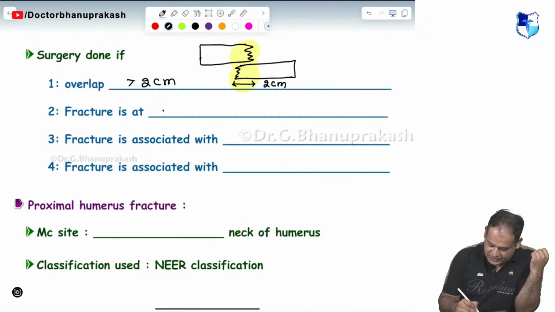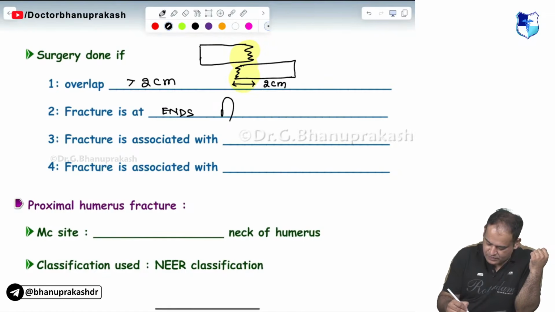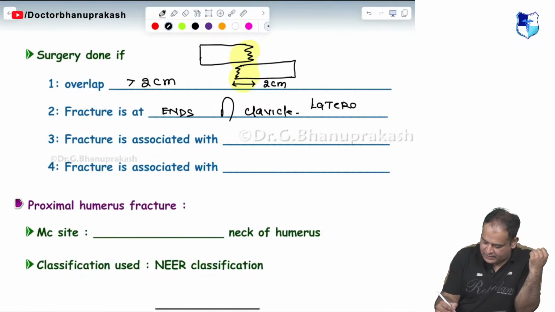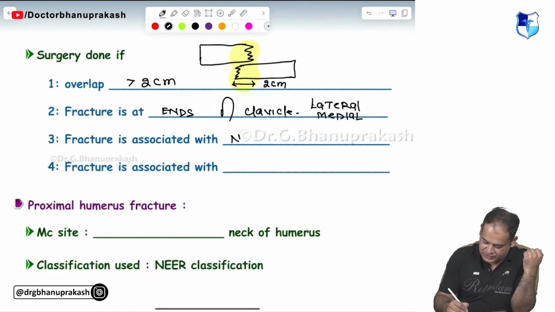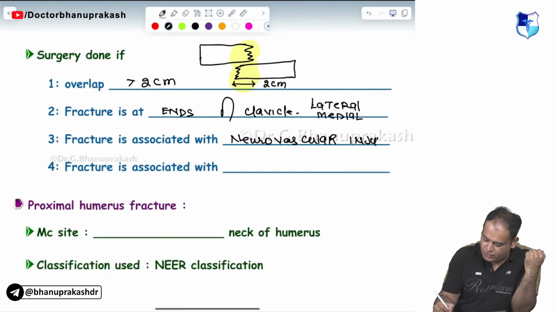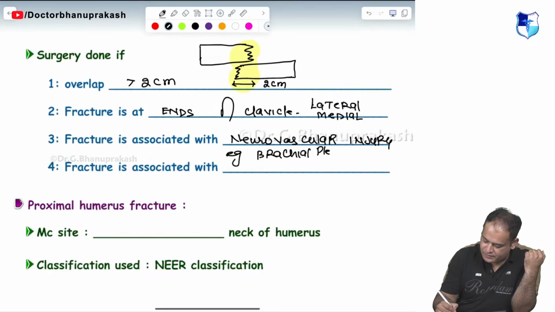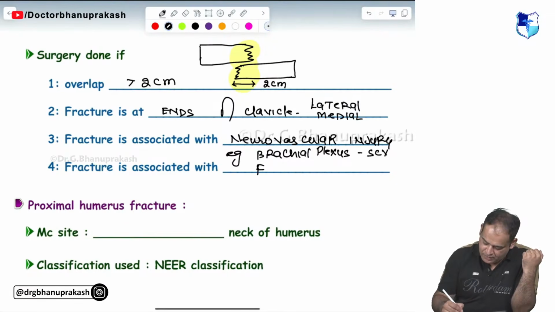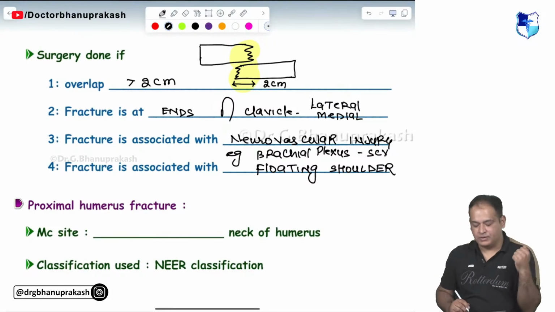Fine. Surgery is also done if the fracture is at the ends of the clavicle, whether at the lateral end or the medial end, right? If the fracture is associated with neurovascular injury, for example, brachial plexus is injured, or subclavian vessels are injured. Now, surgery is done if the fracture of the clavicle is associated with floating shoulder.